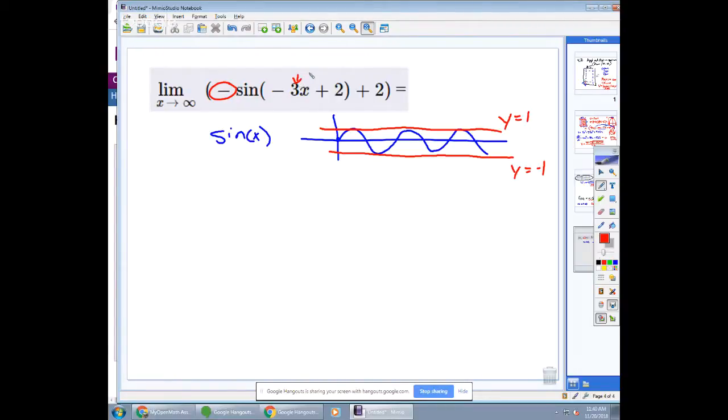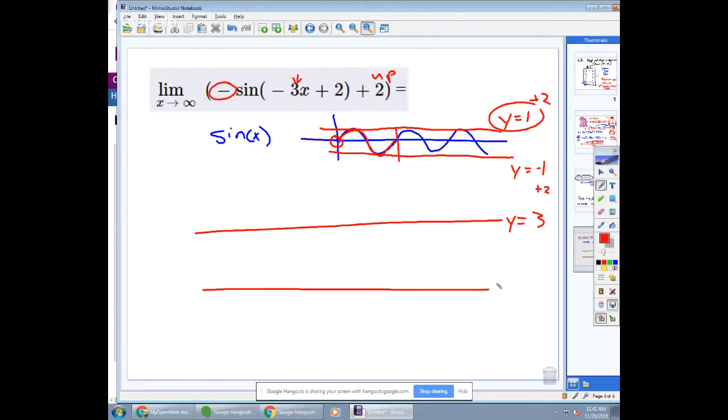Multiplied by -3 here, that just changes the period, which is the length of a single chunk of wave. That's no big deal. And the +2 inside just shifts that origin point. The +2 on the outside, however, shifts the whole thing up, so these are going to move up 2 too. So the new one is going to go between y equals 3 and y equals 1.